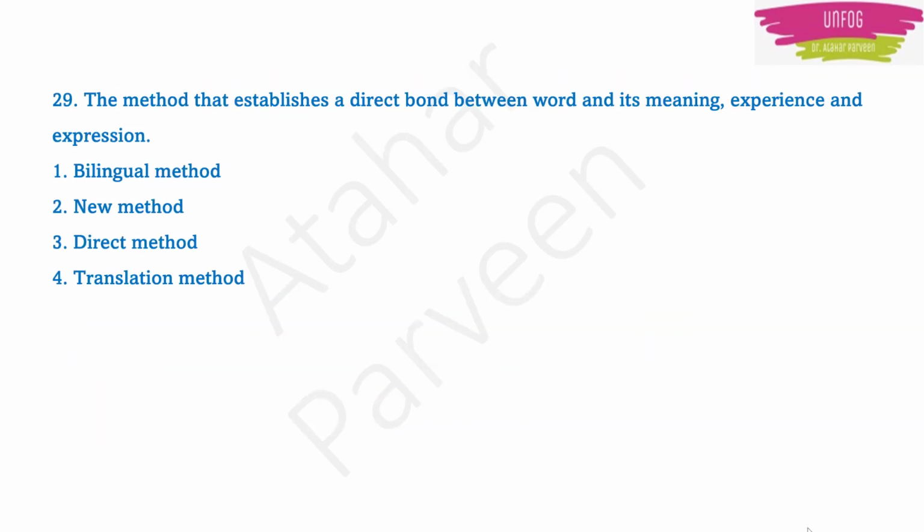Next question. The method that establishes a direct bond between word and its meaning, experience and expression. The options are bilingual method, new method, direct method, translation method. Which one is the method which is relating directly word and its meaning? Here I can say that it is the direct method, because I can see the word direct in the question, so I am giving the answer as direct method. But it's important for us to know the meanings of each method also, right?